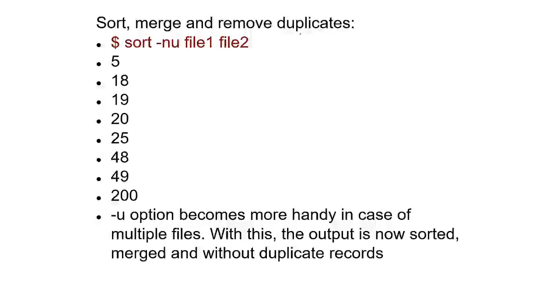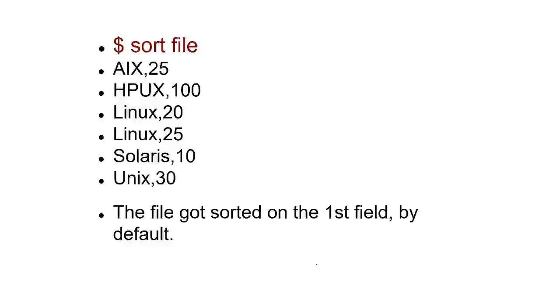Sort, merge and remove duplicates. After merging, the duplicate data will also get sorted. If you don't want to see that duplicate data, then use the -nu option there. Sort fields: now suppose the words are separated with commas here, then it will sort from the first field. It is going to include your first field by default, and it will get sorted.